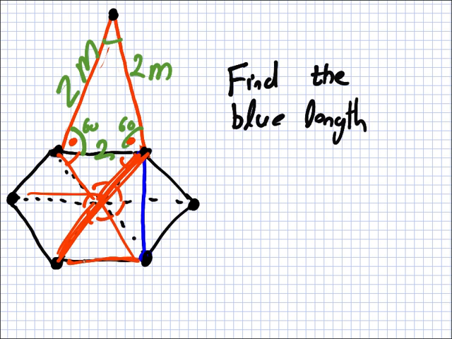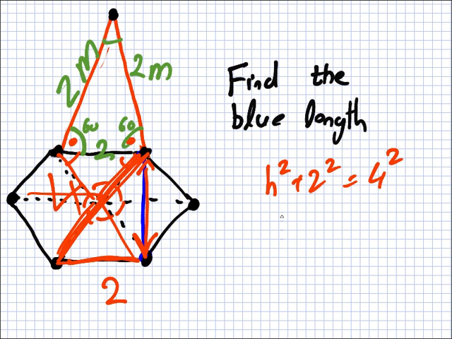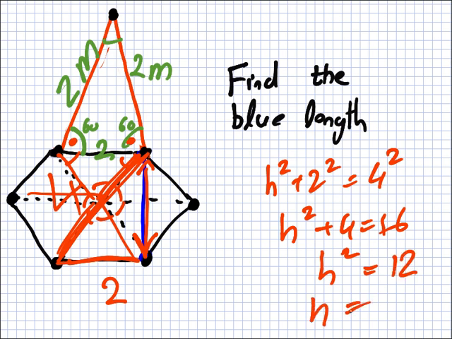4. And this side? 2. So that's a 2 and that's a 4. So can I get this one? Yeah, from Pythagoras. So I can say h squared plus 2 squared equals 4 squared. h squared plus 4 equals 16. h squared equals 12. So what's h then? Yeah, decimal. Three point 46 then. Okay.